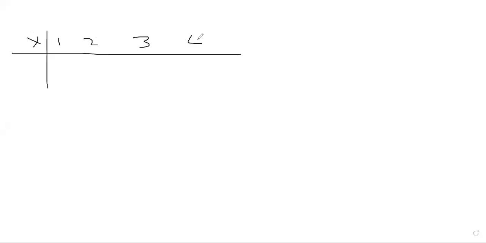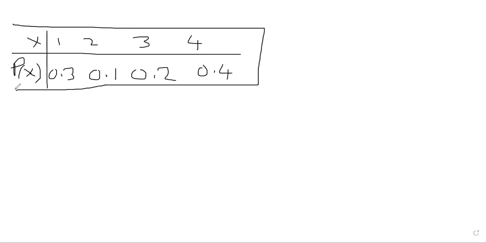So if you're given values of x, which are discrete random variables like 1, 2, 3, 4, these ones are countable numbers. If we had a fraction like half, 2/3, this would be a continuous random variable. Then we are given the probabilities, which must, of course, add up to 1, like 0.3, 0.1, 0.2, and 0.4. You're being asked to calculate the mean, the variance, and the standard deviation.